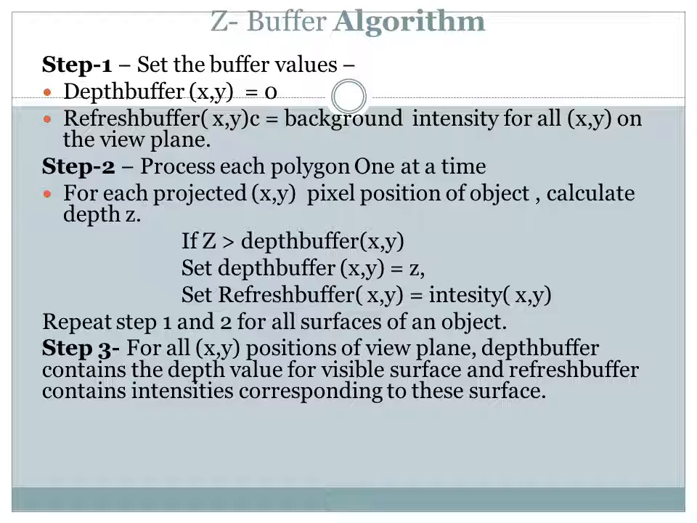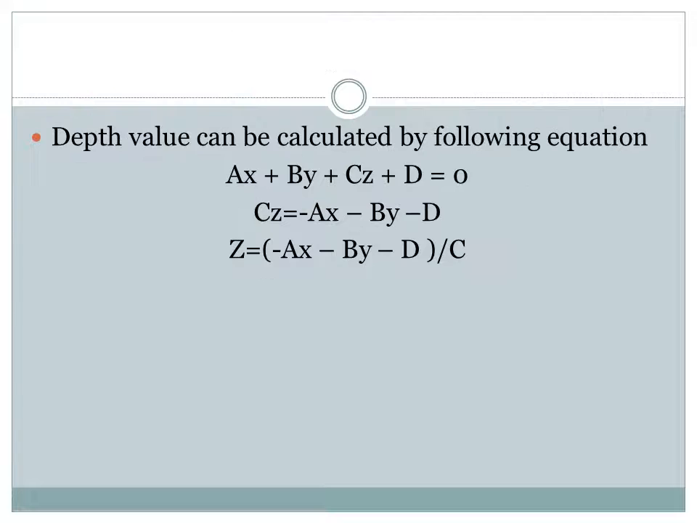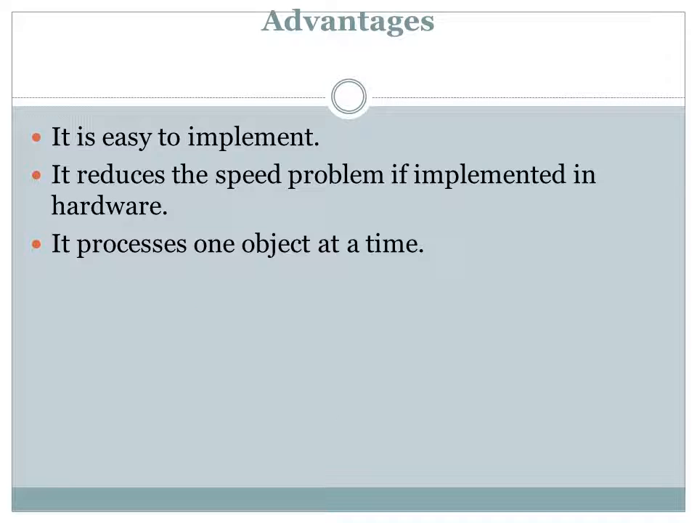So the Z buffer algorithm says that we have to calculate the depth value of every surface of that particular object, and accordingly update the value of Z based upon the previous value of Z and the newly calculated value of Z. The Z buffer algorithm is basically an image space method. It is very simple to use and very easy to implement.